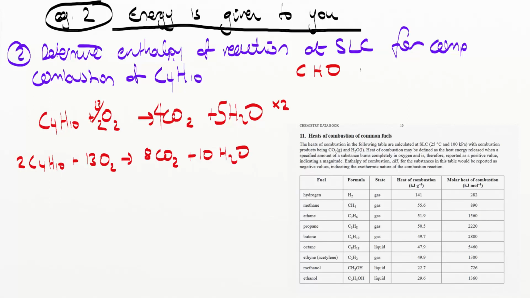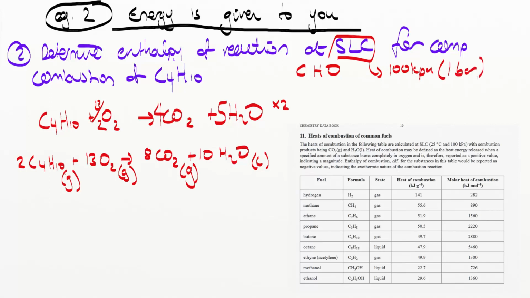And since this is at standard laboratory conditions, what this means is that water is going to be in liquid form, carbon dioxide is in gaseous form, oxygen is in gaseous form, and butane is also, let's have a look what the data book says, in gaseous form as well. Cool. So standard laboratory conditions, remember, are just 100 kilopascals, which is equal to 1 bar as a pressure, and then temperature of 25 degrees Celsius. So this is the correctly balanced equation that we have to deal with.